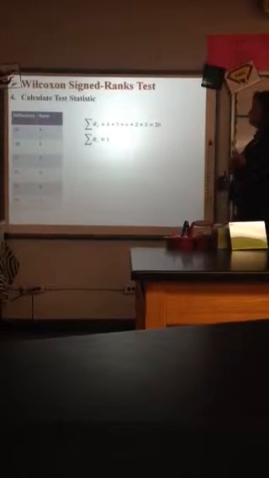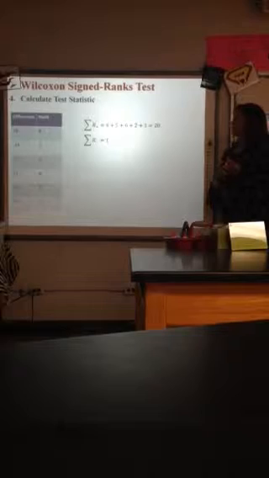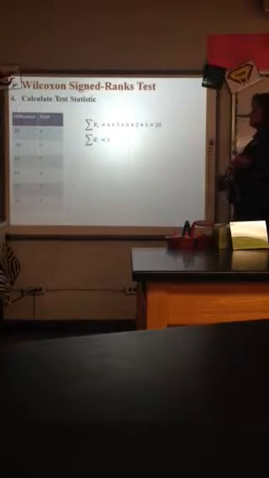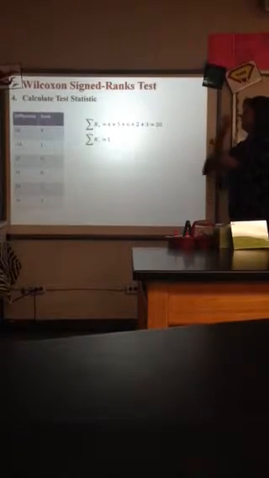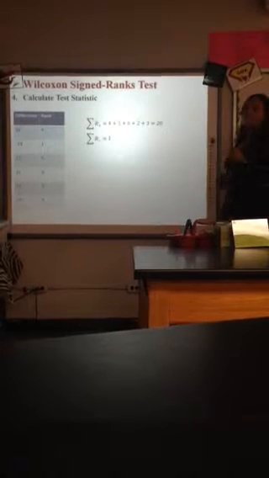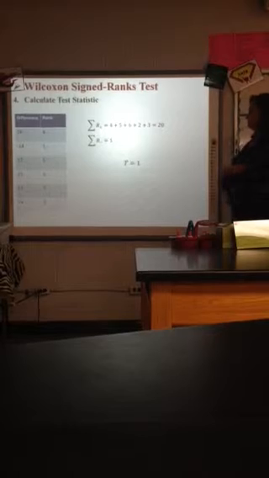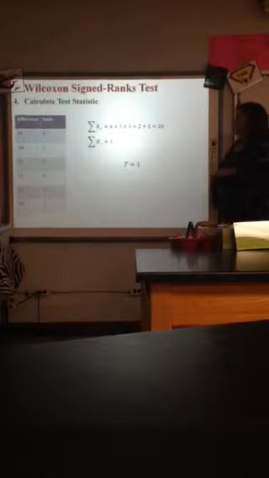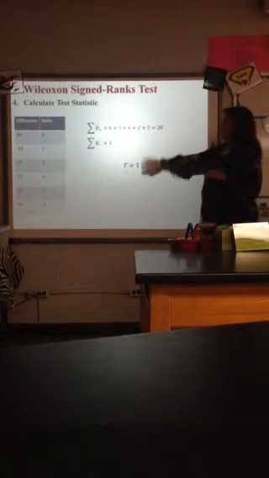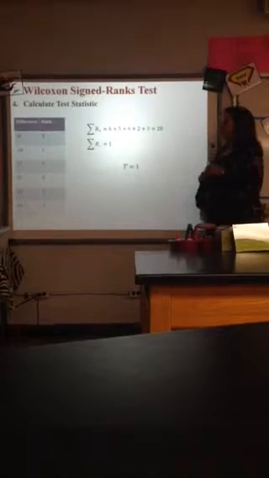So our positive R is 20. And our negative R is just 1, because rank 1 is associated with negative 14. And that's the only negative number, so we just have 1 there. Now we're going to use this to find a T. T is just the smaller of those two numbers. So the T in this case is going to be 1.